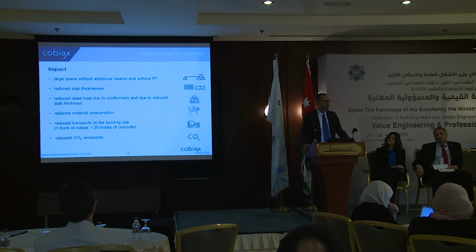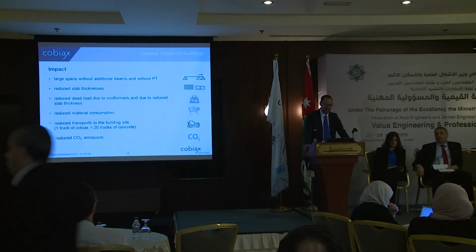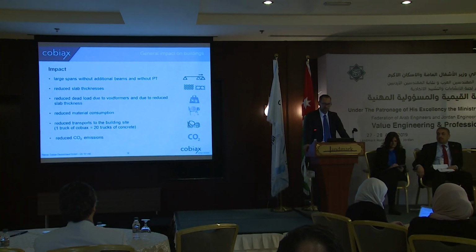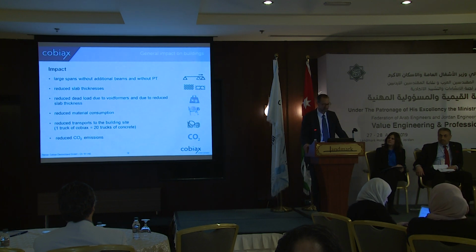First of all, what is the impact on the buildings? You can see the first symbol. That means we can enlarge the spans because of the reduced dead load weight. We can create bigger spans. The next thing is if we compare one slab system with another system with the same span, we can reduce the construction height.